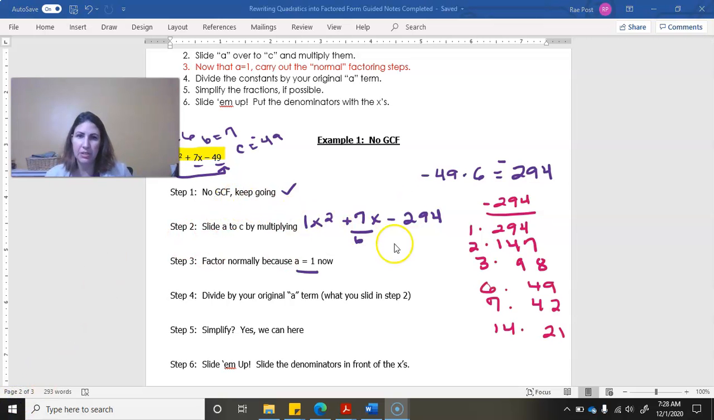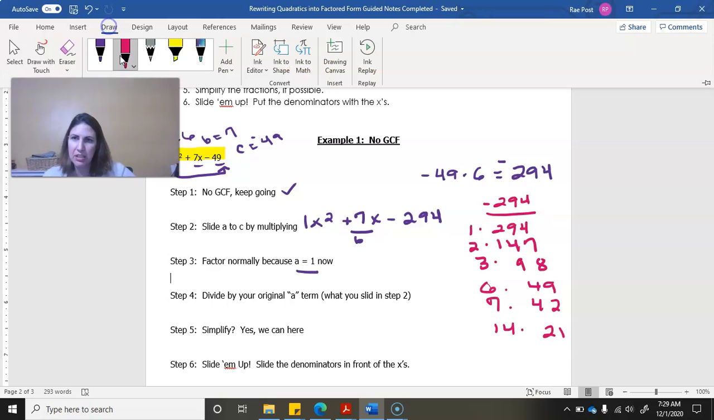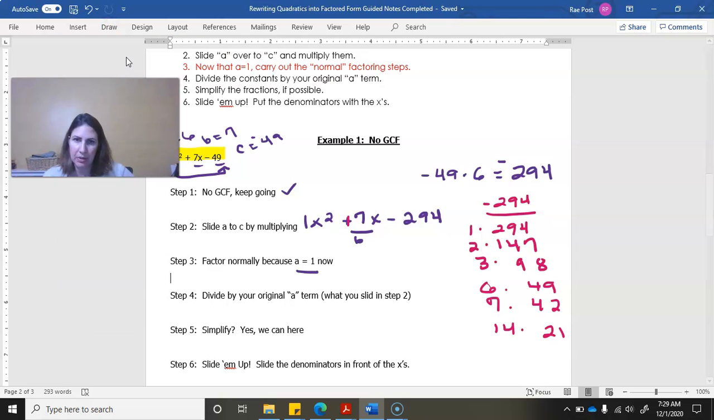Okay, so I found it, 14 and 21. If I multiply 14 and 21, I get 294. When I subtract 14 from 21, I get 7, which is exactly what we want. We need 7 to be positive, right? If you take a look right here, because that needs to be positive, that means I need my larger number to be positive. So I'm going to keep 21 positive and make 14 a negative.